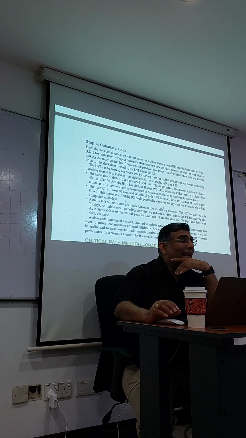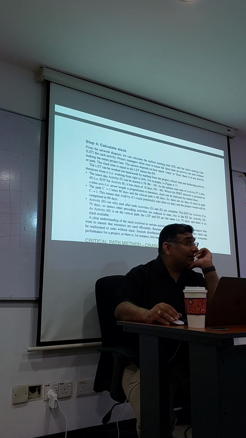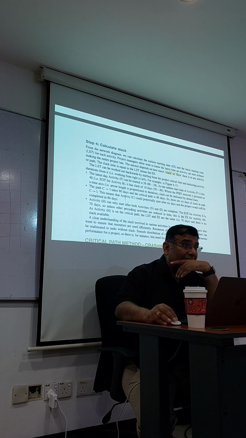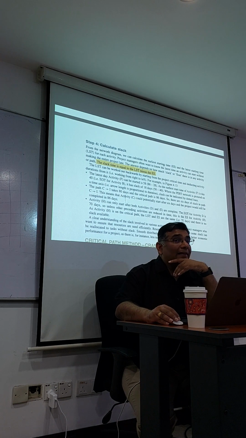How to calculate slack. Okay, this is quite important. We can calculate the earliest starting time, ES, and the latest starting time, LST. So you need to know these two words, ES and LST, for each activity. The project manager also wants to know the latest time an activity can start without making the entire project late. So they want to know how much spare time they have. Now, this is what we call slack or float for an activity. Remember this formula. It's quite important for marks. Slack time is equal to latest start time minus the earliest start time. Are we okay with this part?